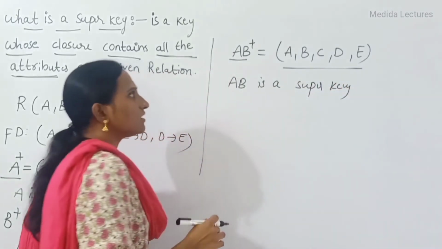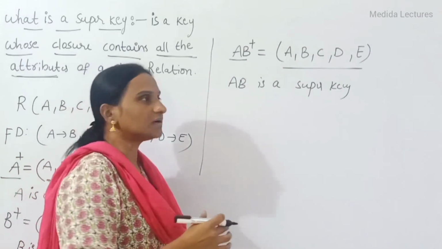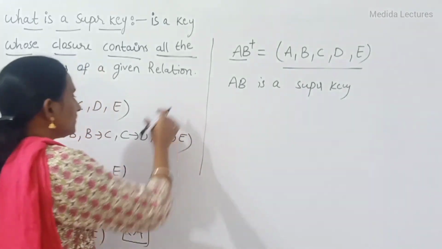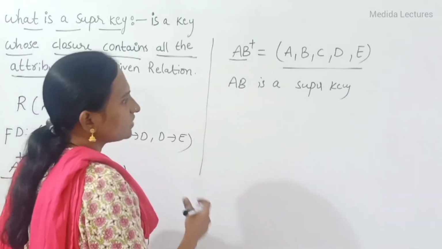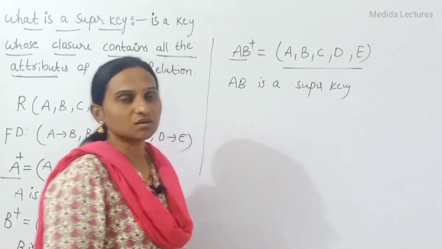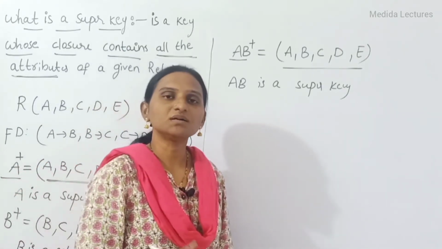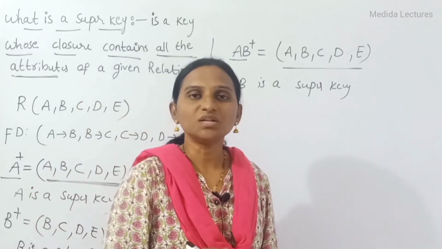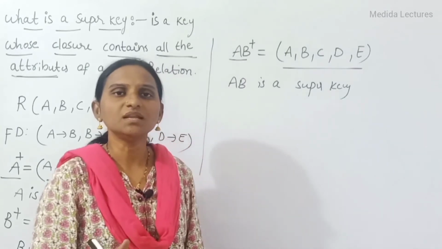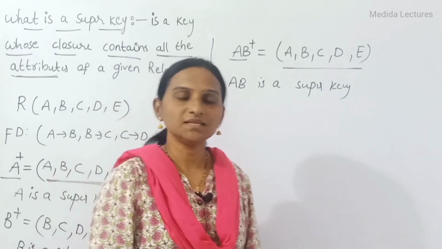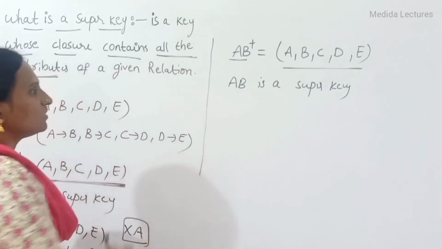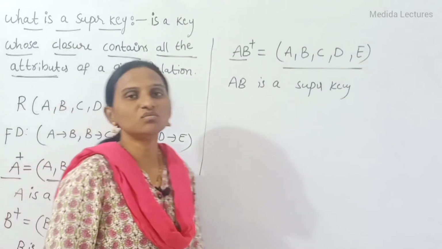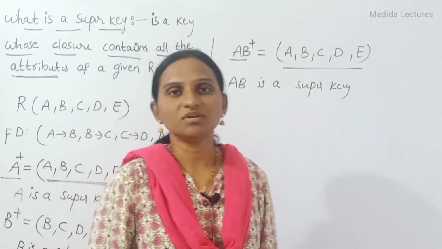If any attribute or set of attributes consists of all the attributes in its closure, then it is a super key, otherwise it is not a super key. This is the way to find out whether a given attribute or set of attributes is a super key or not: you have to find the attribute closure. If the attribute closure consists of all the attributes, then it will be a super key, otherwise it is not. This is the process to find out whether something is a super key. Now let's see how to find all the super keys from the given relation.